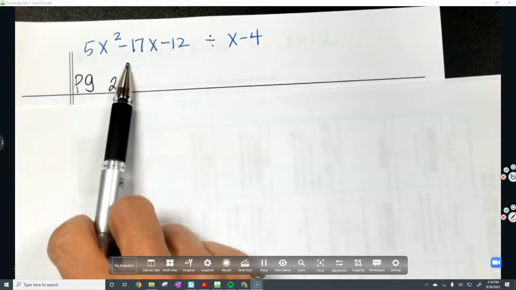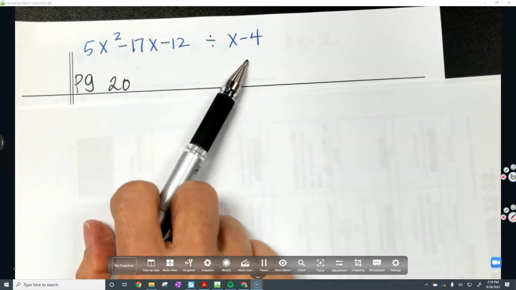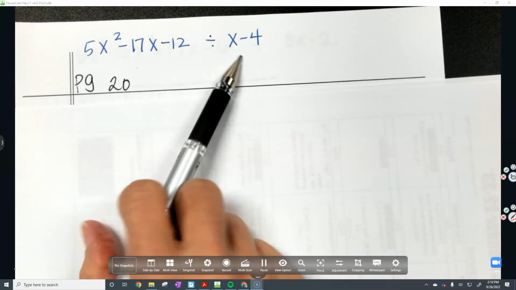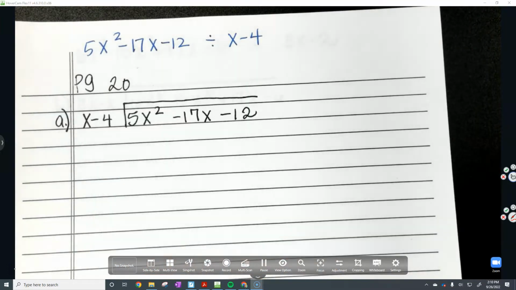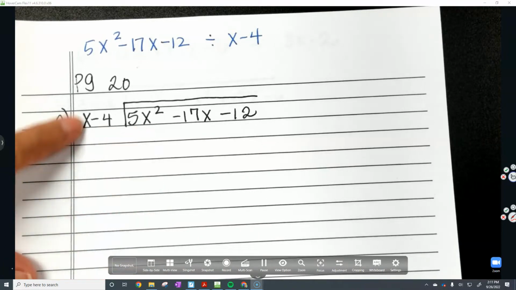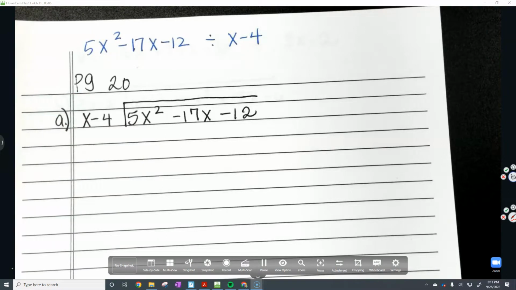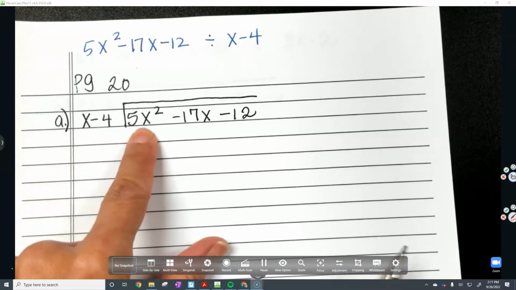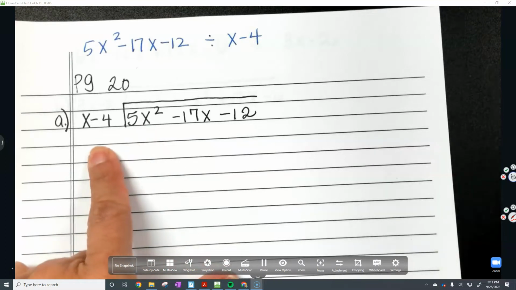I have this trinomial divided by x minus 4. So go ahead and draw your division box and put x minus 4 on the outside. What we care about is making that x look like that. This first term drives the whole problem. The rest doesn't matter. So how does that x turn into that? What would you multiply this x by?